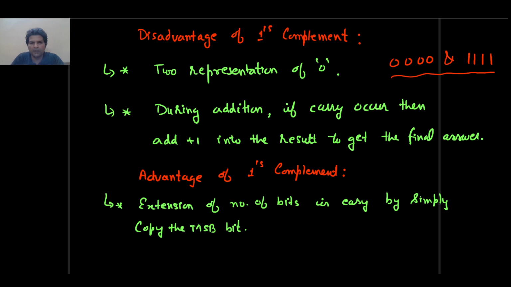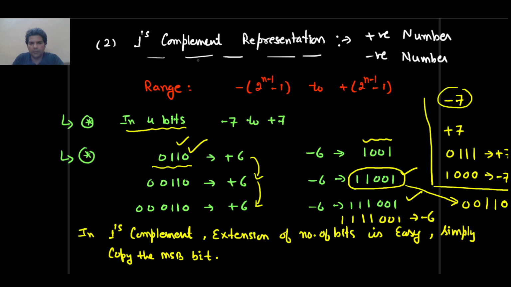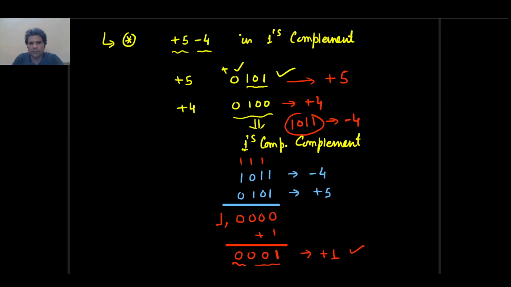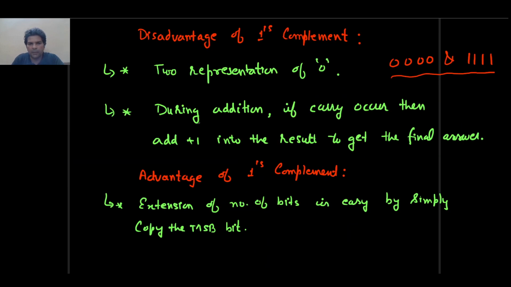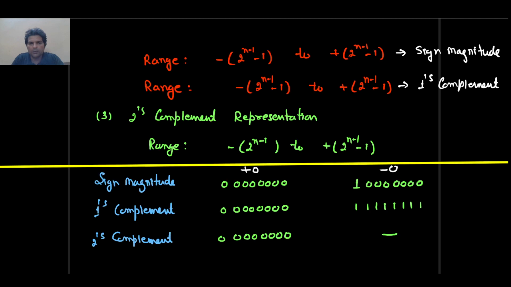This we have already seen here. So extension of a number of bits is easy. Correct? This is the advantage. Now the third is two's complement representation. First of all, the range.